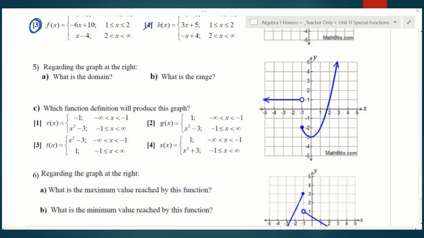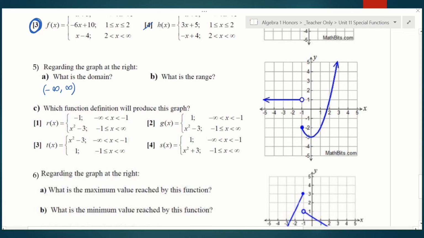All right, number 5, regarding the graph at the right, what is the domain and what is the range? Domain, furthest left, furthest right. So the furthest left that graph goes is negative infinity. If I continue on, there are no gaps because even though there's an open circle when x is -1, there's also a closed circle there, so we're fine. And if we continue on, that graph is going to go all the way until positive infinity.